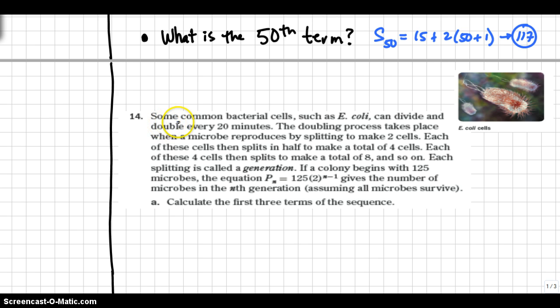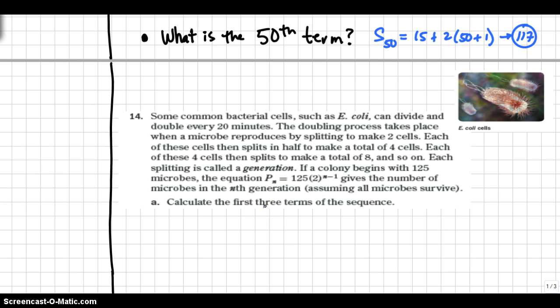Some common bacterial cells, such as E. coli, can divide and double every 20 minutes. The doubling process takes place when a microbe reproduces by splitting to make 2 cells. Each of these cells then splits in half to make a total of 4 cells. Each of these 4 splits to make a total of 8, and so on. Each splitting is called a generation.